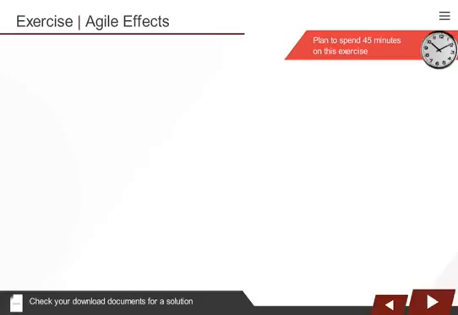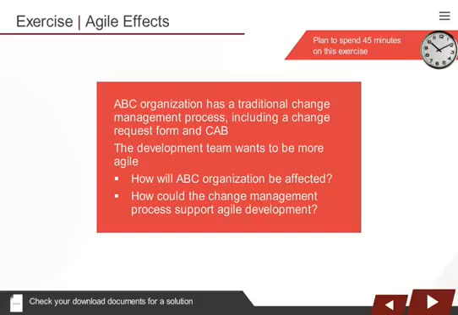Okay, let's complete this introduction to your course with an exercise. You should plan to spend 30 to 45 minutes on this exercise, which will help you put the rest of the course material into context. ABC organization has a traditional IT change management process. Change requests are submitted on a form, and a change advisory board meets every fortnight to discuss changes and prioritize their implementation.